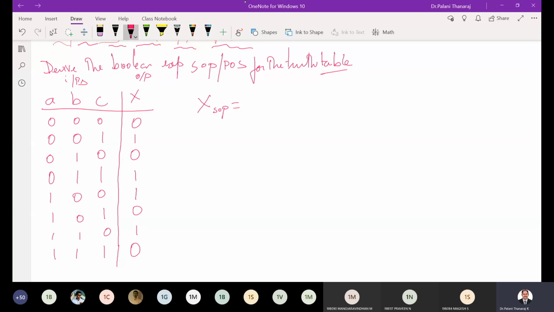We are going to write for the X output. Sir, where the output is 1, you want to do for that only, sir. Yes, Magesh, very good. Tell me how we can start with this problem. A bar, B bar, C. Wait, just tell me what output I have to see. Sir, only where the output is high, logic 1. Yes, very good. I have to see only the outputs which are having 1.